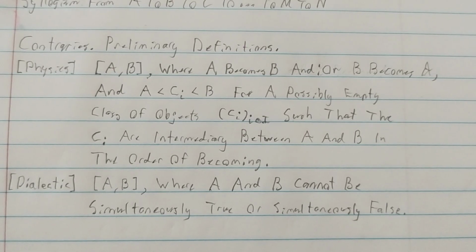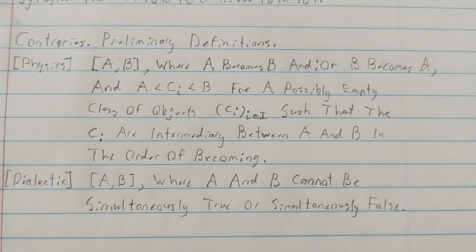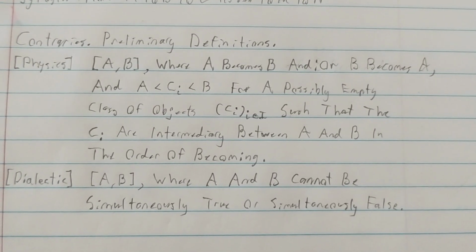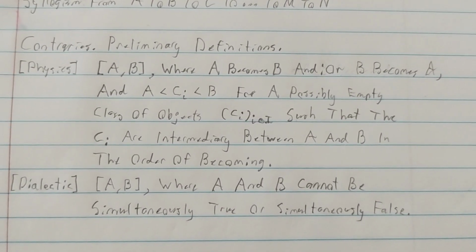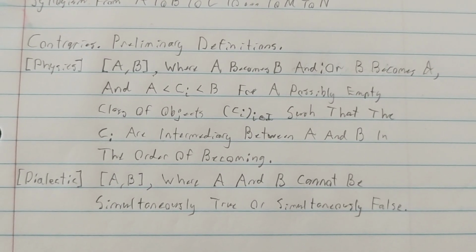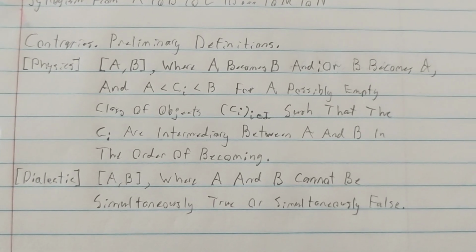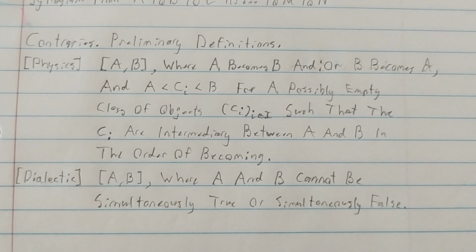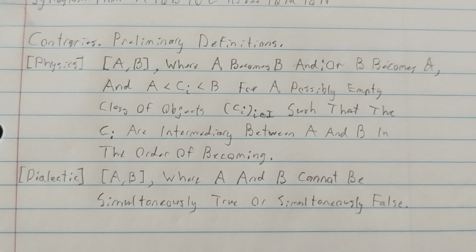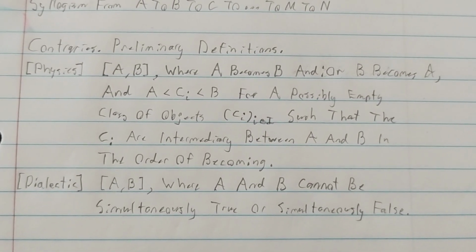And the notation bracket AB is meant to represent a collection of objects with an order structure. The order structure need not be linearly ordered. It only needs to satisfy A becomes C_i becomes B, for a possibly empty class of objects C_i, such that the C_i are intermediary between A and B in the order of becoming.